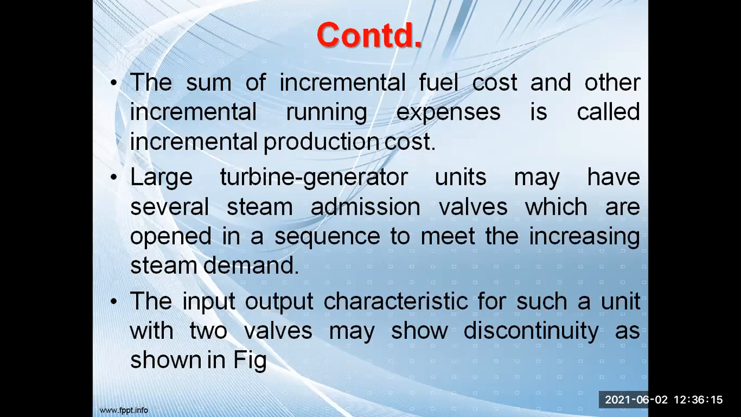Now the large turbine generator units may have several steam admission valves which are opened in a sequence to meet the increasing steam demand. The input-output characteristic for such a unit with two valves may show discontinuity. See, in a large power station there are so many valves because we need to control the steam. Now, when we have to control the steam, who will control this? The steam opening valves.